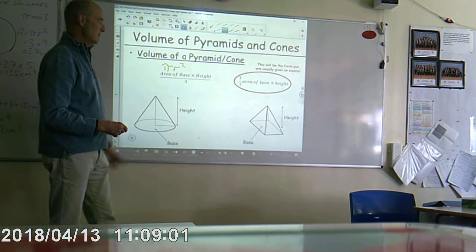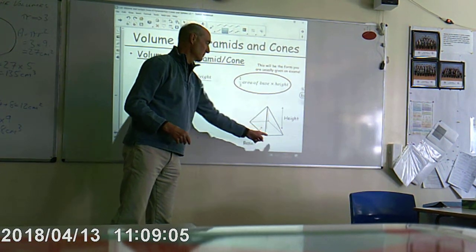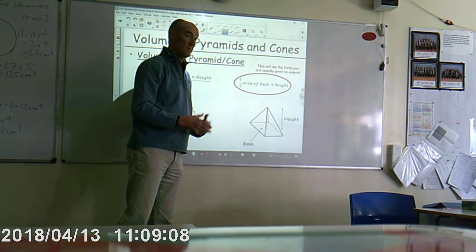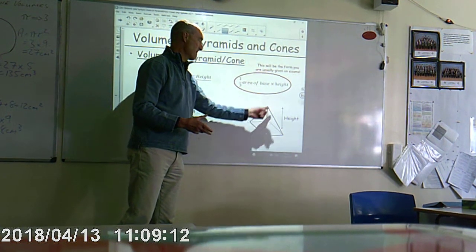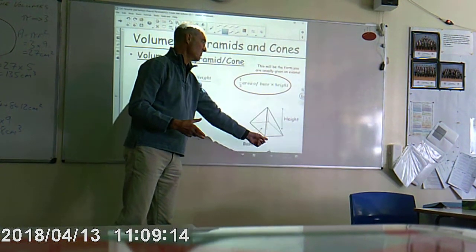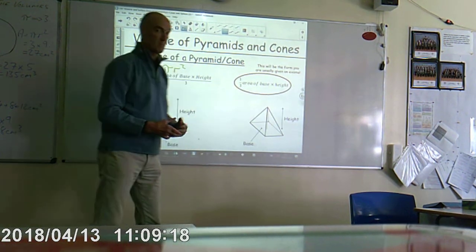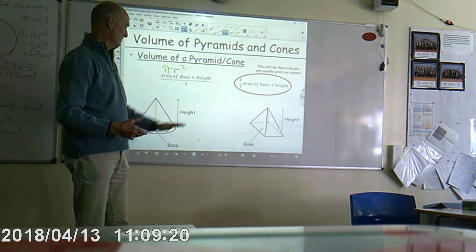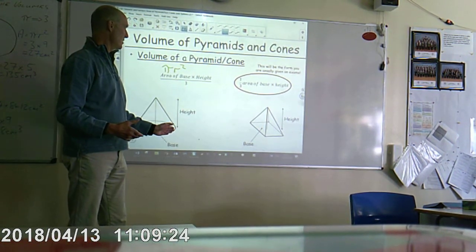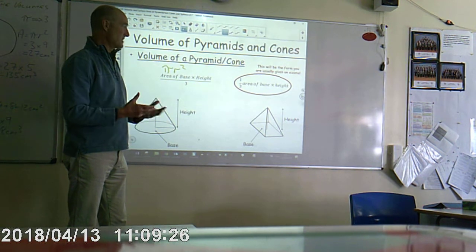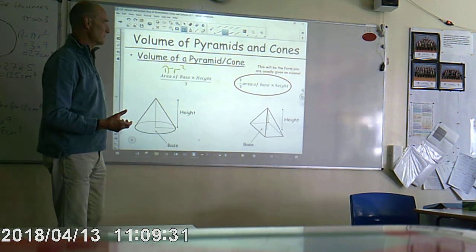Very, very similar for a pyramid. Find the area of the base. Might be a square, might be a rectangle. So find the area of the base, multiply that by the vertical height of the pyramid, and then just divide by 3. So they're very, very similar formulas. Find the base area, multiply it by the vertical height, divide that result by 3, and then you will find the volume of those two different types of shapes.